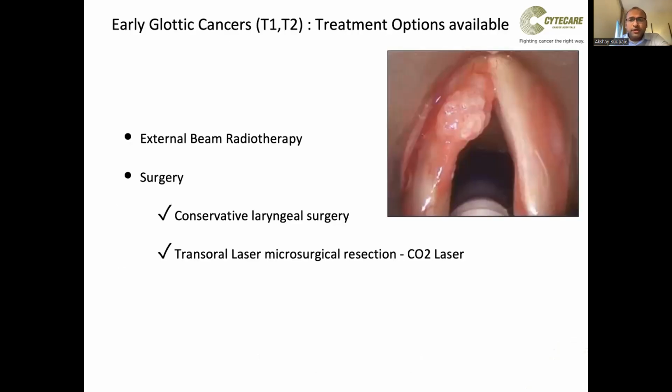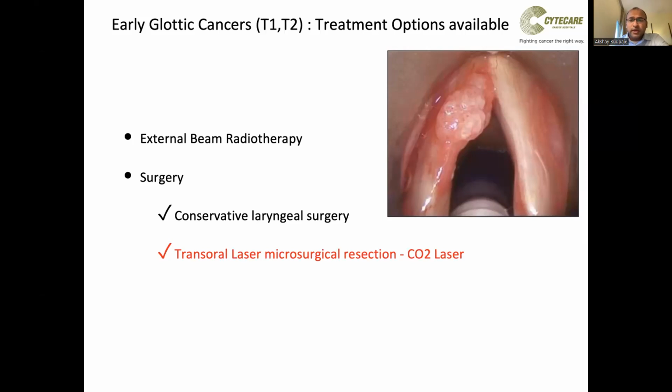The treatment options available are the standard external beam radiotherapy, and the surgical options are conservative open laryngeal surgery, as well as transoral laser microsurgery, the carbon dioxide laser being the preferred one. However, with better training and better understanding of this technique over the last 3 decades, transoral laser surgery is a preferred surgical option over conservative laryngeal surgery.